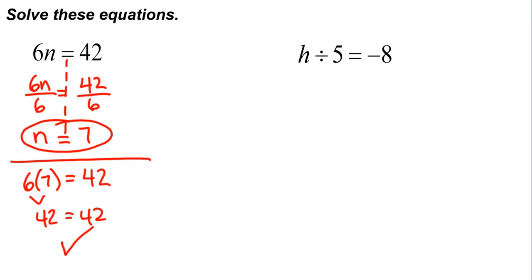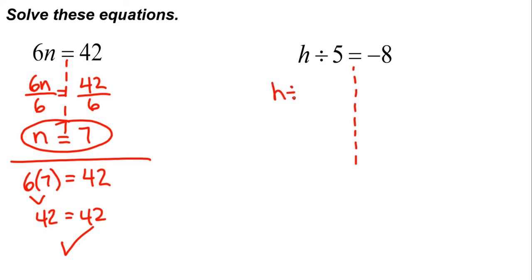That checks out. So that's how we can solve equations rather quickly. H divided by 5 equals -8. So again, I'm going to divide my equation into its two parts. Here I'm looking at the variable. H is being divided by 5, so I want to undo that. So the opposite of dividing by 5 would be to multiply by 5.